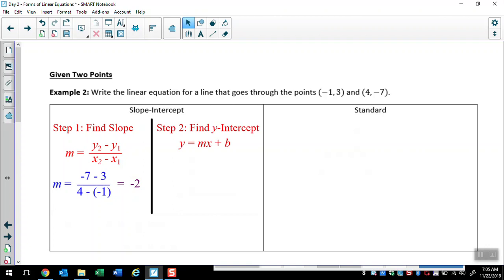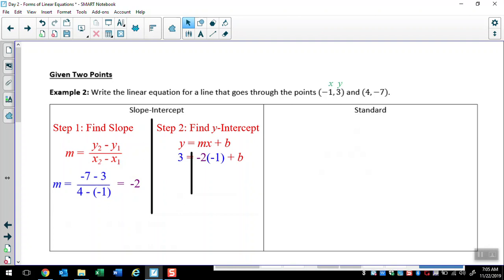Now, in this case, I don't know my y-intercept, that's b. I have an x value, I have a y value, I have an m value. My x and y, I'm going to pull from either one of these points. It does not matter. I'm just going to pull it from this point here. I'm going to use the negative 1, 3. Then I've got my slope over here, which was negative 2. All right, so I'm going to substitute everything in. My y value was 3, my m value was negative 2, my x value was negative 1.